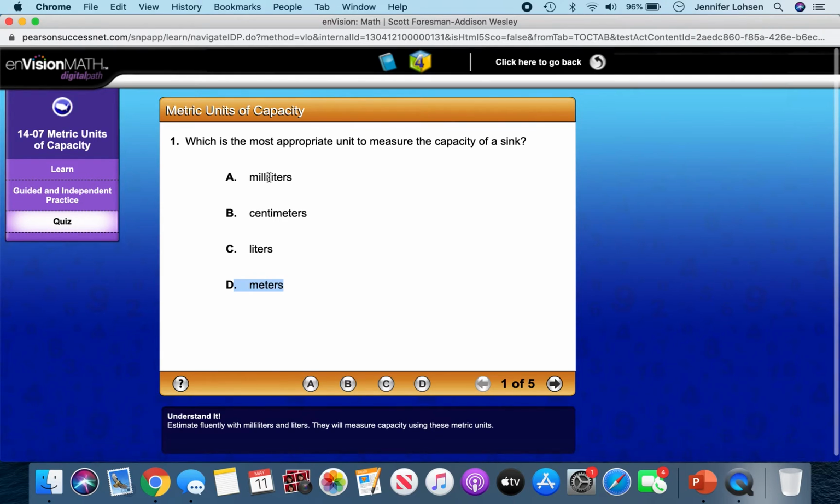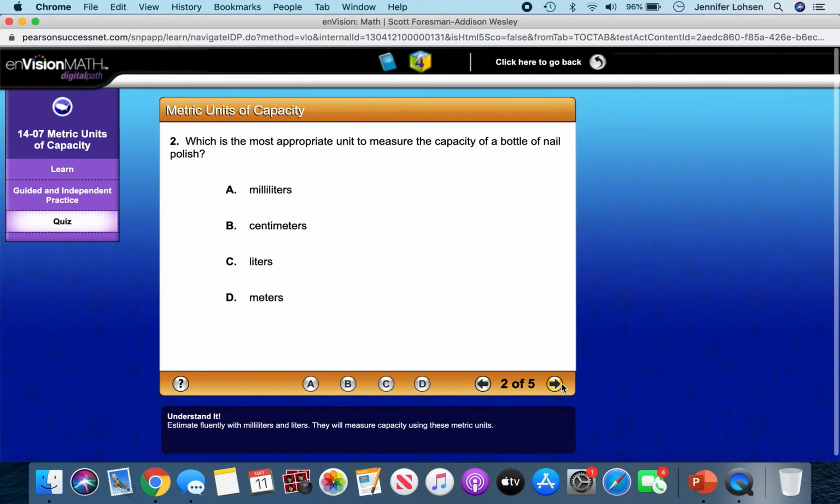So if we're measuring the capacity of our sink, and let's visualize the sink in our classroom so that we all have an equal point of reference, okay? If we visualize our classroom sink, would it be more appropriate for me to sit there with my dropper and measure it, or for me to use something about the size of my hydro flask? What do you guys think would get me to my answer quickly and efficiently? If you're going with C, liters, you are absolutely correct.